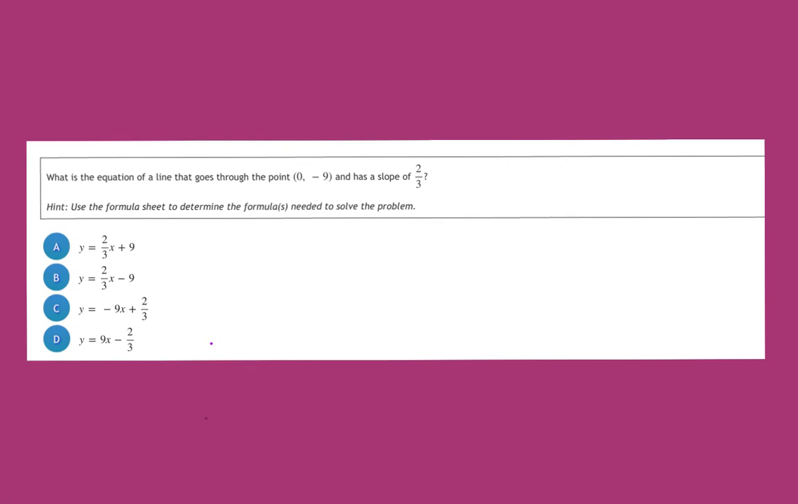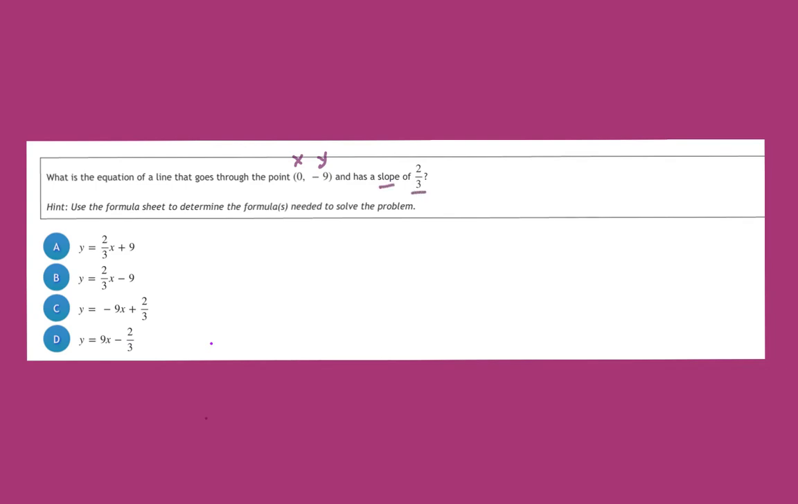In this video, we're going to decide which one of these is the equation of a line that goes through the point (0, -9) and has a slope of 2/3. Well, first I want you to know that this is an ordered pair, and we're going to label it x and y, and the slope is 2/3.